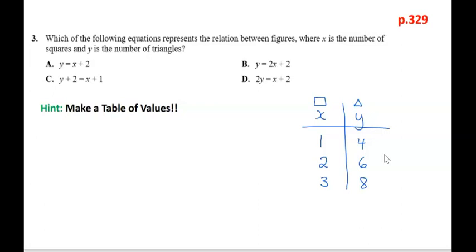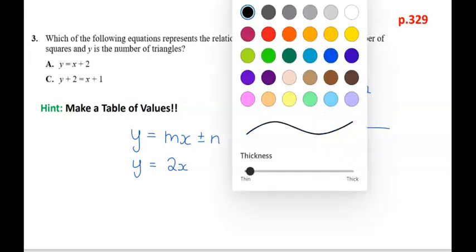For the x, we're going up by 1. For our tables, that's a +1 pattern. For our y, we're going from 4 to 6 to 8. That's a +2 pattern. Now we can create our equation using our master equation, y is equal to mx plus or minus a number. We are going to take the pattern for y as our multiplier. That's a +2. Multiply it to x. We're going to try that.